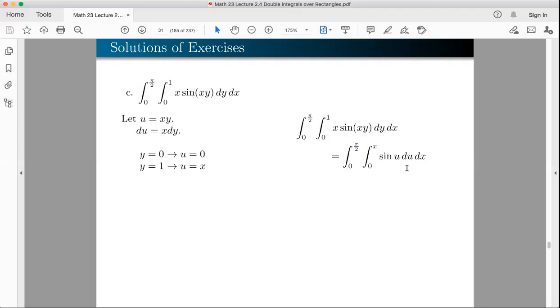Evaluating the inner integral with respect to u, we get negative cosine u from 0 to x. So that gives us negative cosine x plus 1. And then we evaluate with respect to x now, we get negative sine x plus x from 0 to pi halves, and the final answer here is pi halves minus 1.